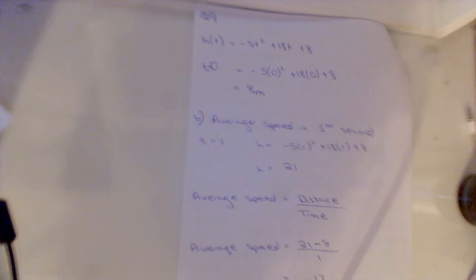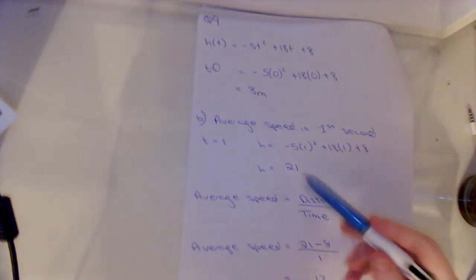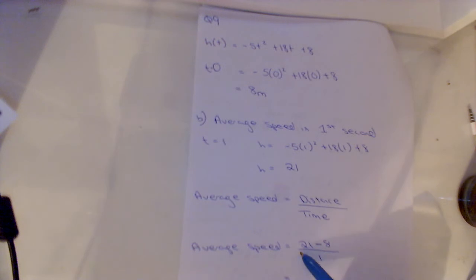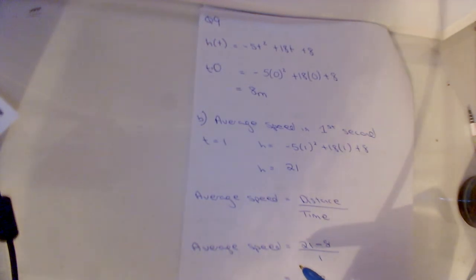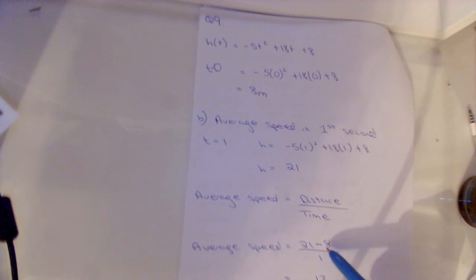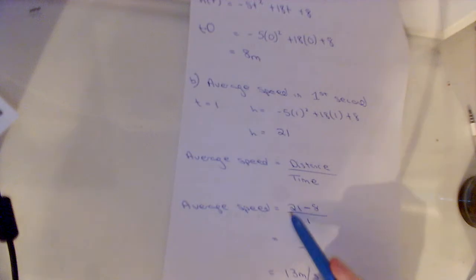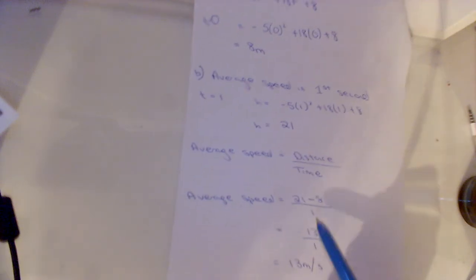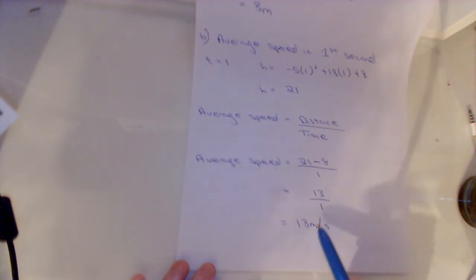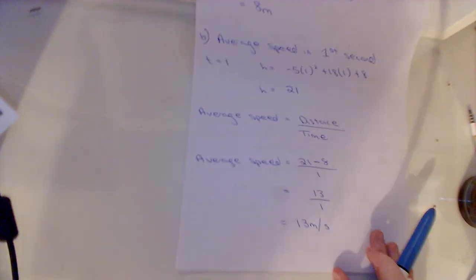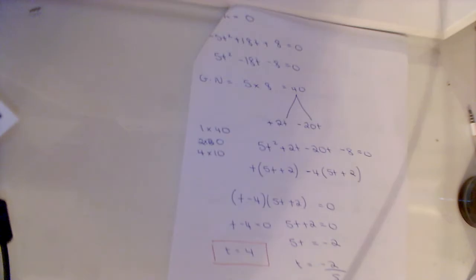Okay, so my average speed, right, my height in this question here was 21, but remember the ball is actually thrown at 8 meters high. So I have to take that away because that distance is not included. You're standing at the 8 meters because you're on your balcony. So I have 21 take 8 all over my time, which is 1 second, and I get 13 over 1, which is 13 meters per second for part B.